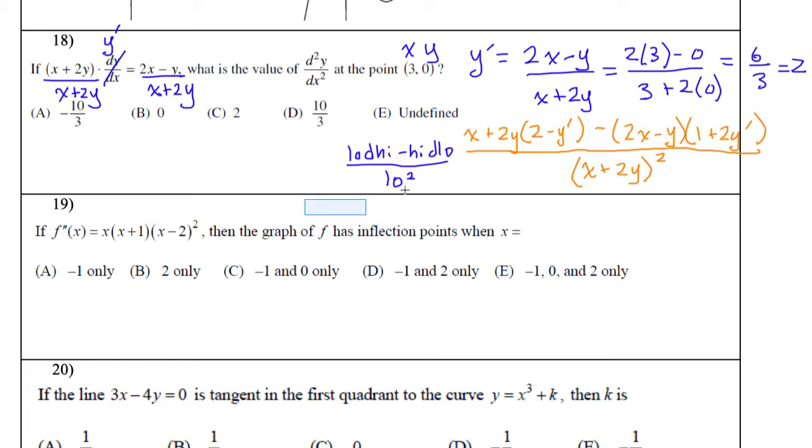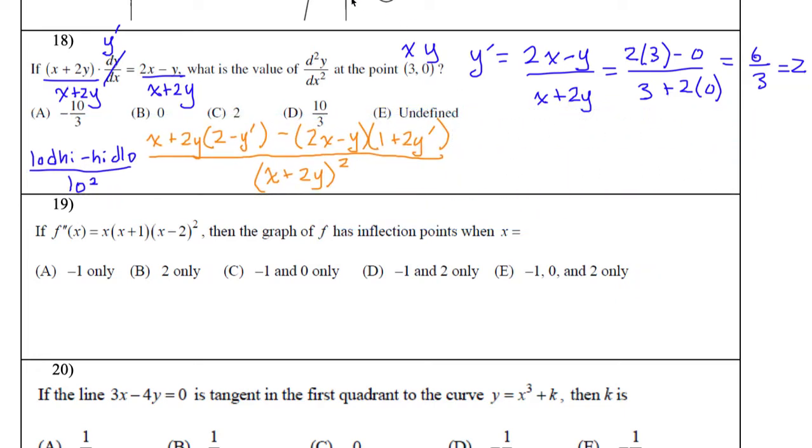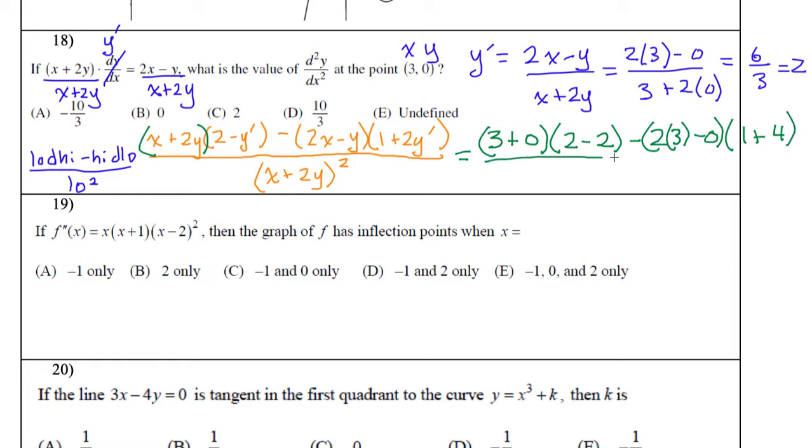All right, so I keep moving things, and I don't really apologize because it's not that bad for writing things everywhere. It's just not very neat. All right, so plugging things in. X is 3, so I have 3 plus 2 times 0, and all this is in parentheses, by the way. 3 plus 0 times 2 minus 2, because 2 is our y prime, and that's all going to be subtracting 2 times 3, which I guess I could have just written as 6 minus 0. That times 1 plus, I'll just change that to a 4 right now.